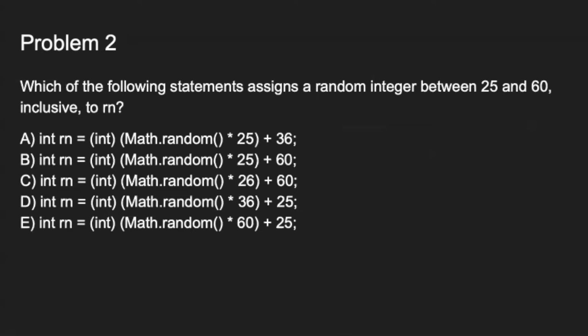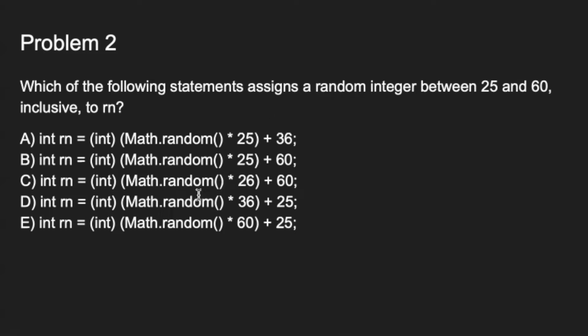Problem number 2, which of the following statements assigns a random integer between 25 and 60 inclusive to rn? If you remember in video number 10 of Java Fundamentals, you learned about the Math.random method. That returns a random number from 0 to 1, including possibly 0, but not including 1. So if you do Math.random times n, and then cast it down into an int, that will return a value from 0 to n minus 1.